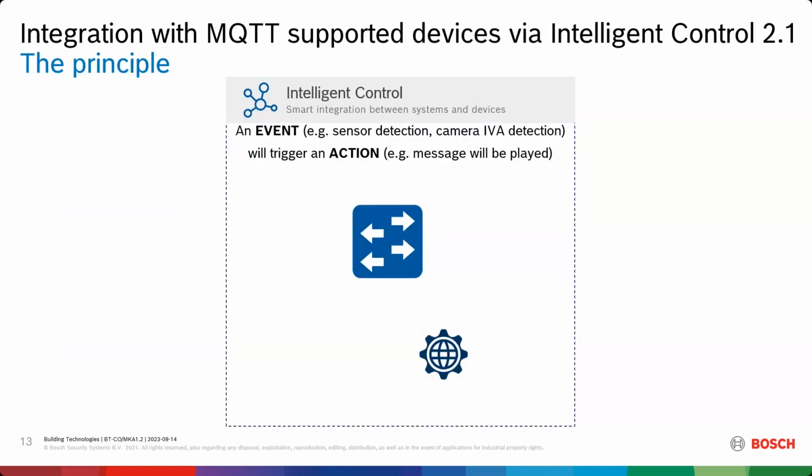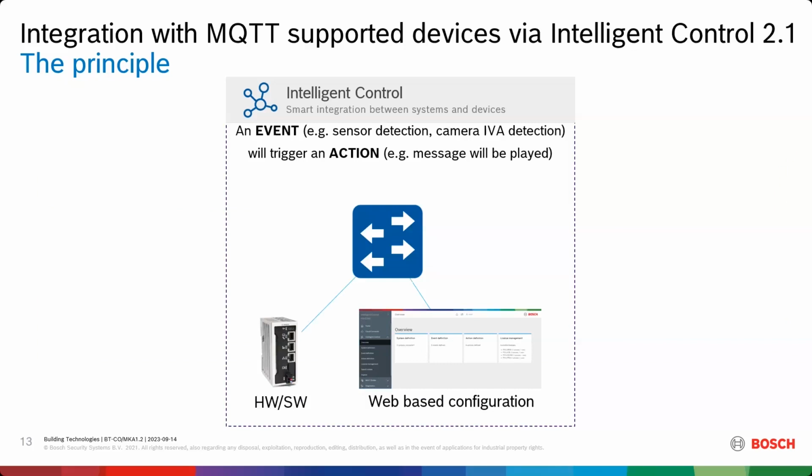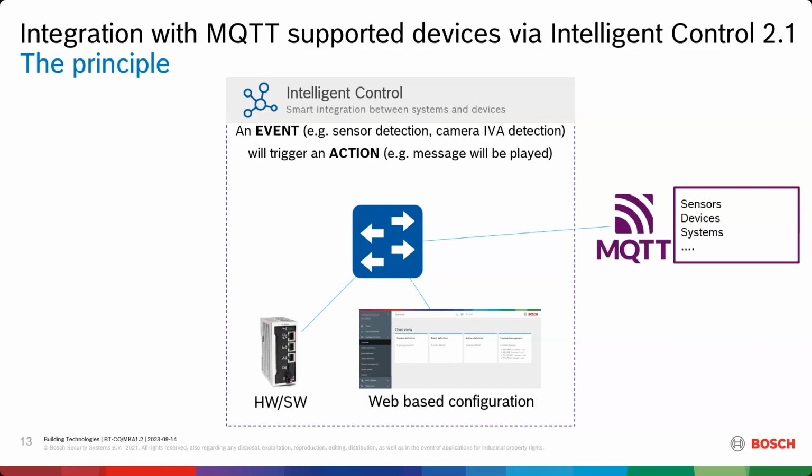Good. So let's move to a little bit more schematic view. This is the intelligent control app that is running on PXI-Core, and here you have these events. As you see in the next animations on the slide, this is the hardware it is running on, and here we will see the web-based configuration where you can start programming those rules.